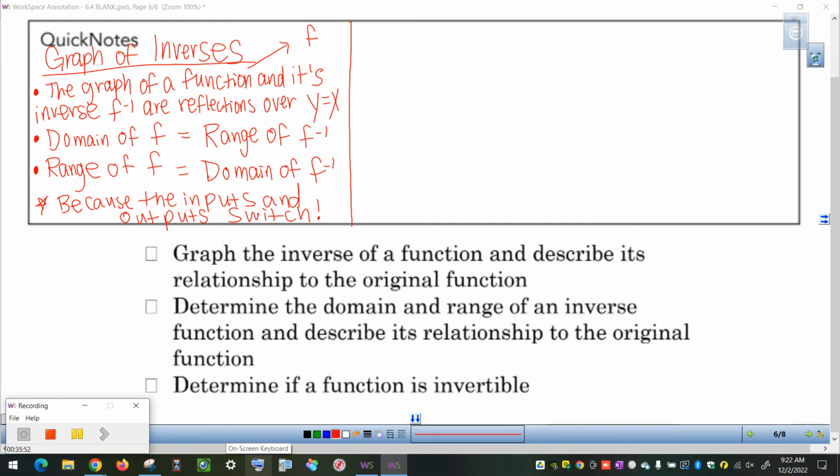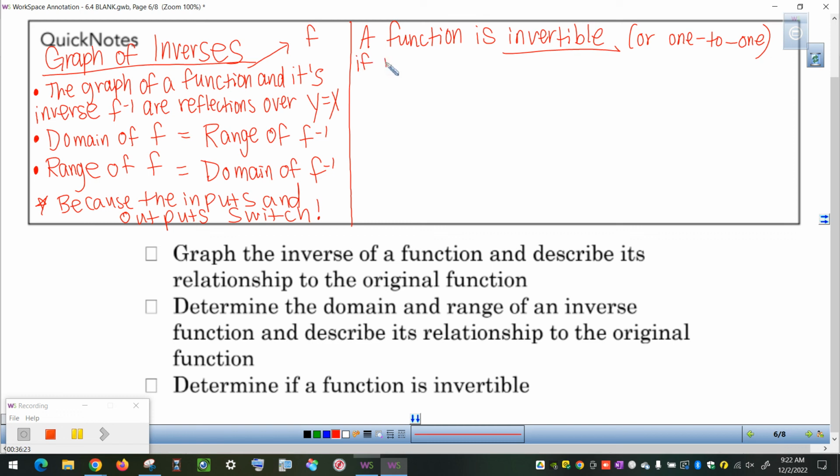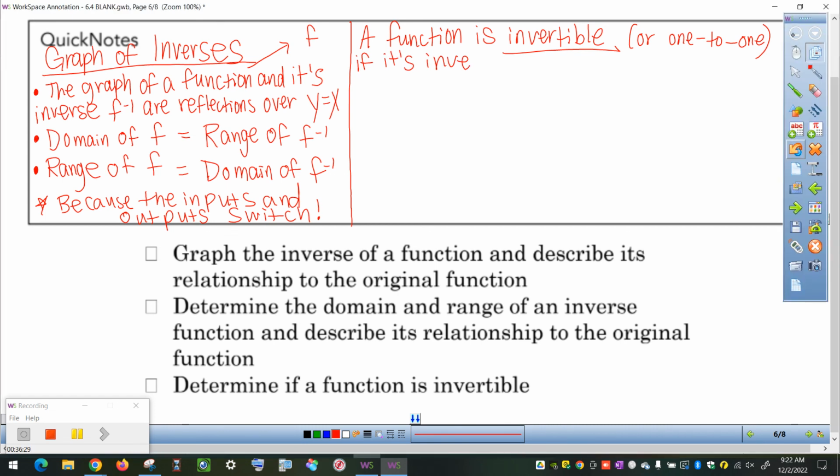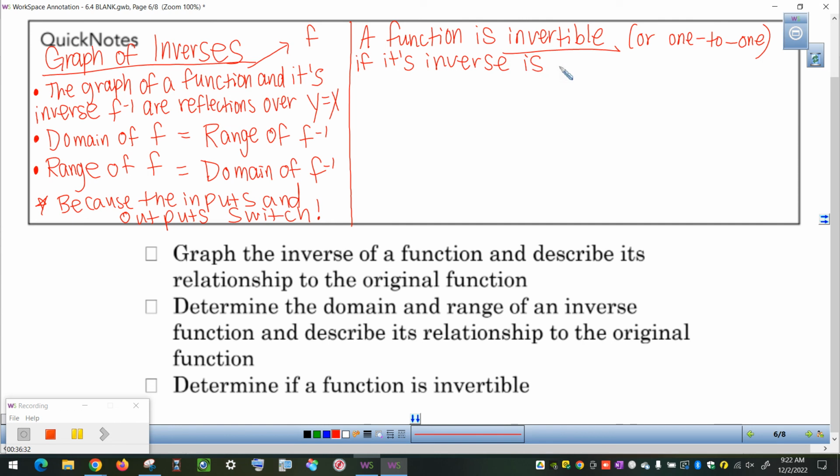All right, and then this whole other side is about our last learning target, which is all about if a function is invertible. So let's start with this. On this side, we're going to say that a function is invertible, and let's underline that, so that's what this whole side is about. Another name for being invertible is one-to-one. It's invertible if its inverse is also a function.